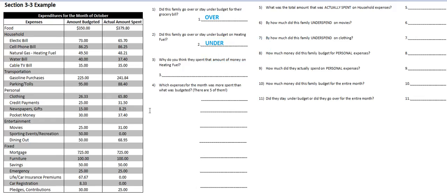Why do you think they spent that amount of money on heating fuel? Well, right here, this is going to be a question where you're just trying to think of reasons why they spent $48.21, why they were right there in the middle. They almost broke even. Well, there are a variety of reasons for that. But let me just type out something. Let me change this up a little bit. I'm going to make it a little bit smaller so I can fit it on here pretty good. October isn't too hot or too cold. Temps were average, so the bill was almost matching the budgeted amount.